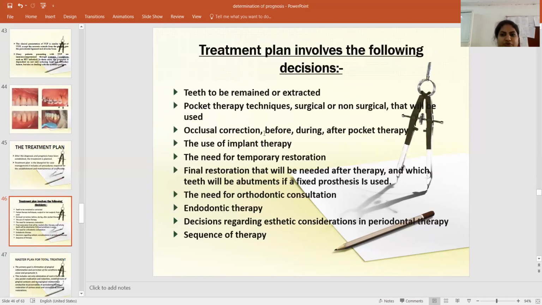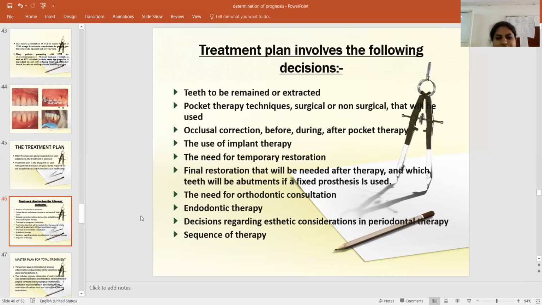Treatment plans also include the following decisions: the teeth which are to be extracted and the teeth which are to be saved; periodontal pocket therapy techniques, surgical and non-surgical, that will be used; occlusal corrections before, during, and after the pocket therapy; the use of implant therapy; the need for temporary restoration; the final restoration that will be needed after therapy, and which teeth will be abutments if a fixed prosthesis is used; the need for orthodontic consultations, endodontic therapy; decisions regarding the aesthetic considerations in periodontal therapy; and the sequence of therapy.